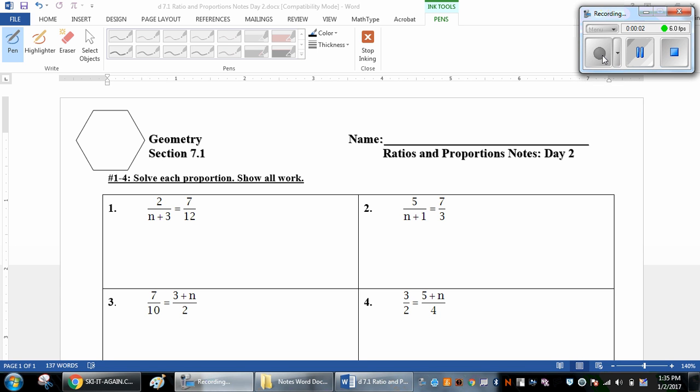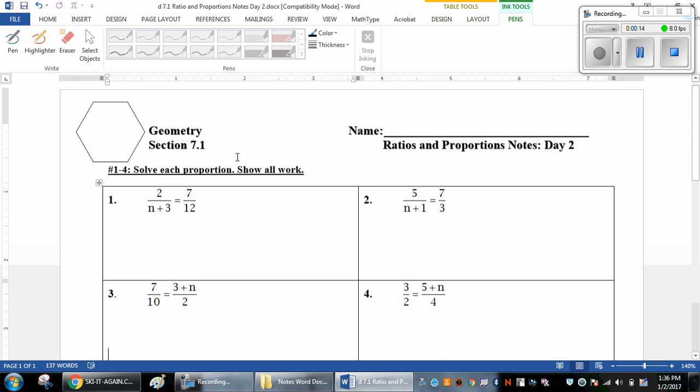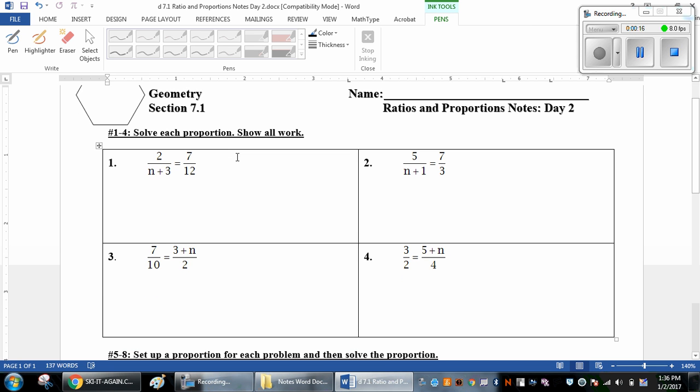All right, welcome back. This is section 7.1, day 2, ratios and proportions. If you notice, we're going to start with a little algebraic practice. We have 1, 2, 3, and 4 problems, and hopefully you're looking at these now and saying, oh, that looks familiar. I see a fraction equal to a fraction, or a ratio equal to a ratio.